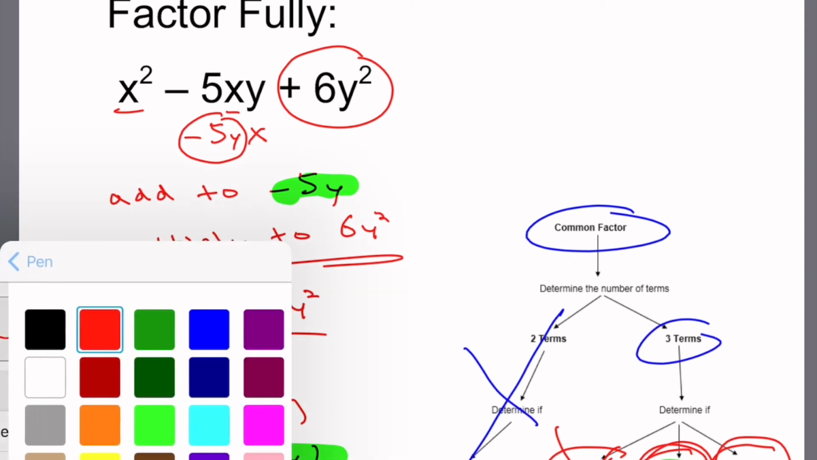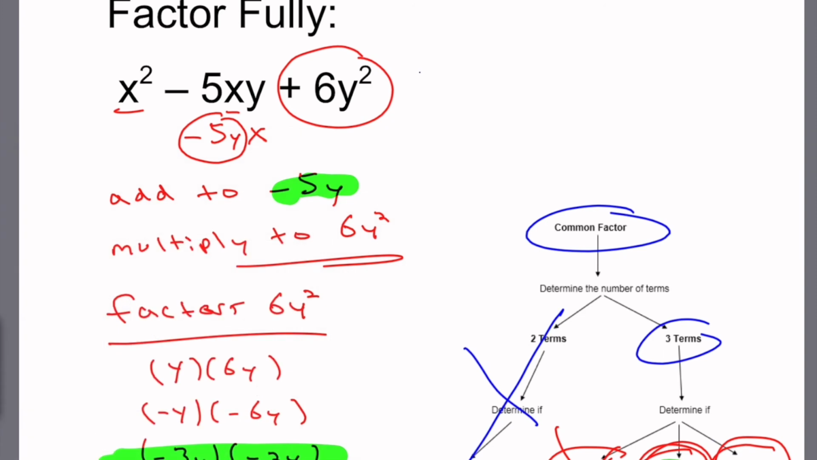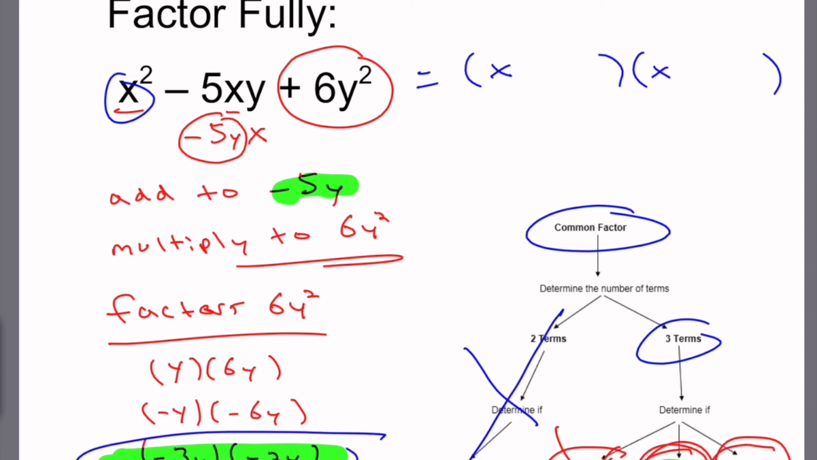So let's do this in a different color. Our final answer will be brackets. Our variable comes first, right? Our variable was x, so we go x here, x there. And then our 2 numbers, -3y in one bracket and -2y in the last bracket. So that one was simple trinomial, not too bad.